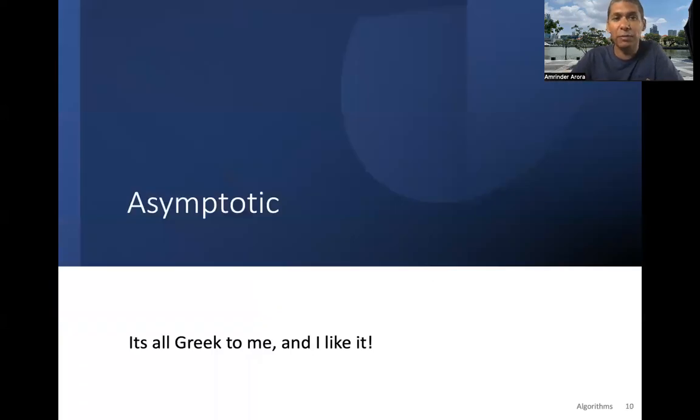So that's pretty much on the word asymptotic. It's all Greek, but I think we like it.